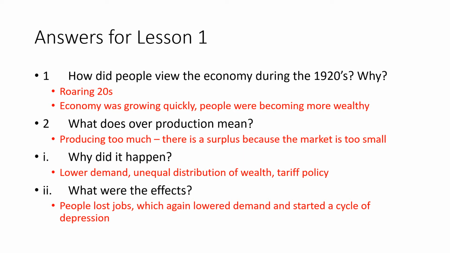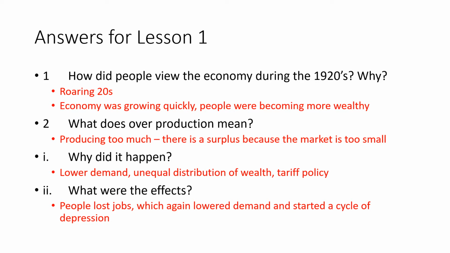Why did it happen? Well, it happened because there was lower demand. Because the demand started to go down, people bought a radio, they bought a car, they didn't want to buy a second one. And there was an unequal distribution of wealth, so many people in America could never buy even one radio or one car. So the market was just too small. And also they had this tariff policy, charging taxes on things coming from other countries. And we'll look at that in a bit more detail on the next slide.